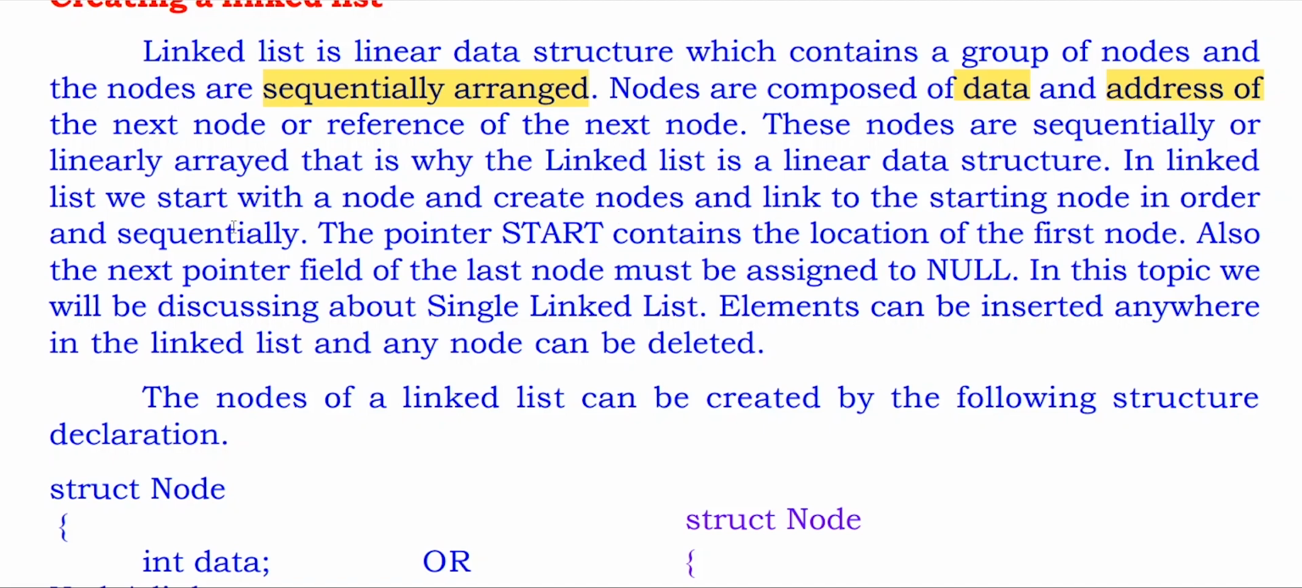In a linked list, we start with a node, create nodes and link them to the starting node in order to establish this sequential, linear relationship. The pointer start contains the address of the first node. That's very important. Also the next field of the last node contains null. The last link field in the linked list must contain the address null. We'll discuss how this can be established.